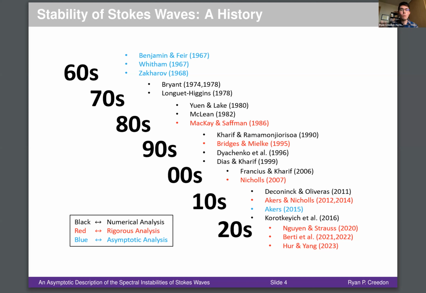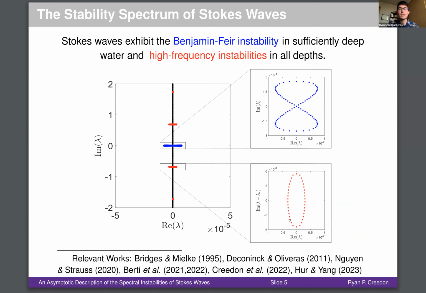And so the question is, what is generating this explosion of rigorous results? And I would argue that it's this picture right here. So what you're looking at is a plot of a stability spectrum for a chosen Stokes wave of some sufficiently small amplitude in some finite depth. And so this stability spectrum comes from linearizing Euler's equations about the Stokes waves and solving a resulting spectral problem. And the eigenvalues of this spectral problem give us information about the exponential growth rates of the perturbations that we've applied to the Stokes waves.